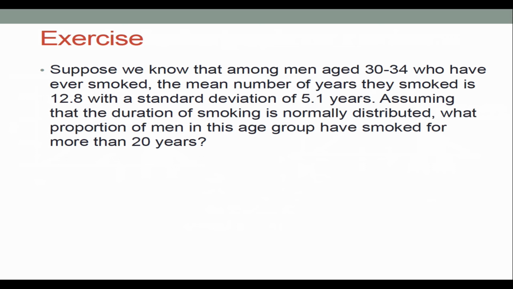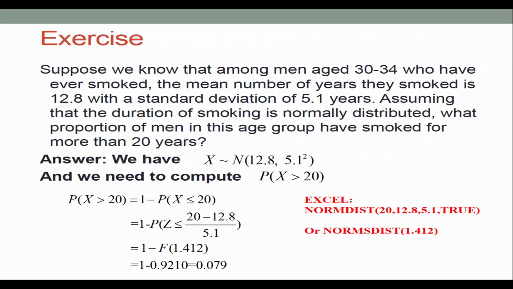In this problem, we first define the random variable. The random variable x is the number of years a man aged between 30 and 35 has smoked, if he has ever smoked. We are calculating the probability that x is greater than or equal to 20. From the problem, we also know x is normally distributed. What's the mean for x? 12.8 years. Its standard deviation is 5.1. So we know the mean and the standard deviation for x, and we are calculating the probability that x is greater than 20.